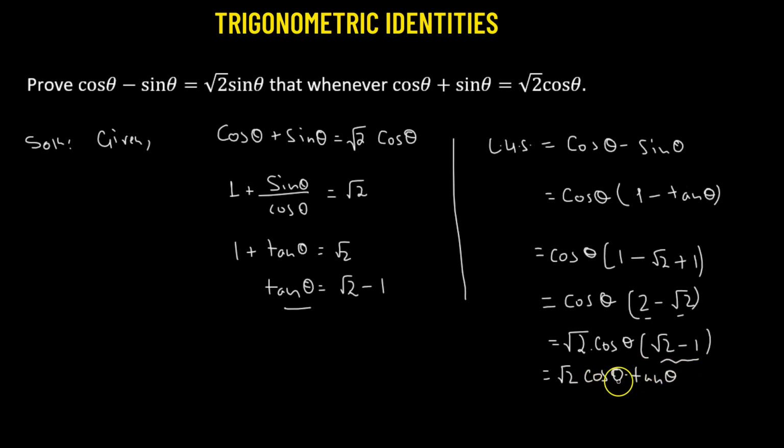And what's the value of the product of cosine theta times tangent of theta? That's sine theta. So that means this is going to be equal to square root of 2 sine theta, which is the expression on the right hand side. Hence we have successfully shown that the left hand side equals the right hand side. Hence proved.